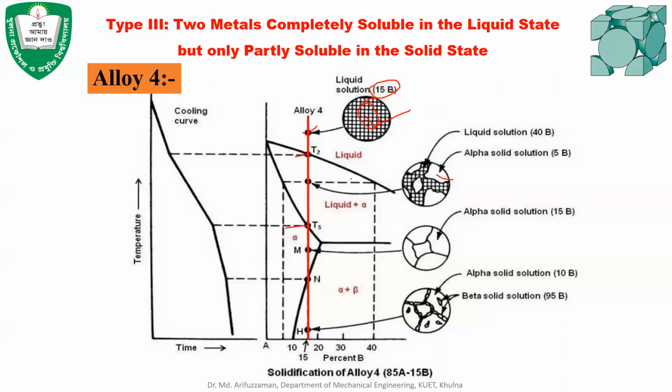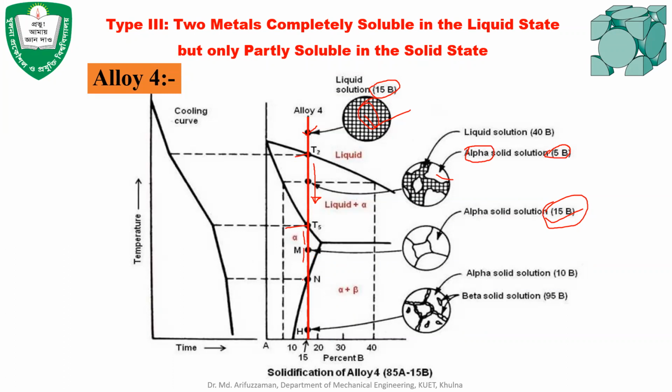So there will be solids increasing as the temperature decreases. With the decrease of temperature, the amount of solid will increase. At the same time, the chemical composition of alpha will indicate that the percentage of B is also increasing. At T5, 100% alpha will be produced with 15% B. That means solidification is complete at this point. And when it goes to this region, it is 100% alpha. When the temperature drops, it will still be 100% alpha.